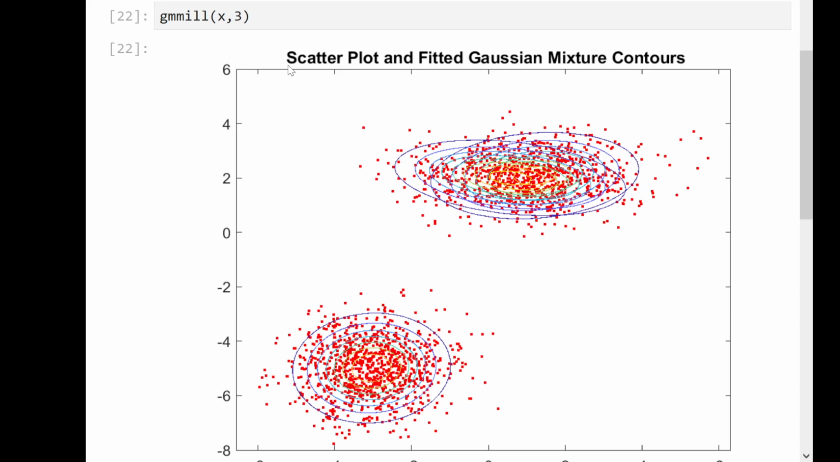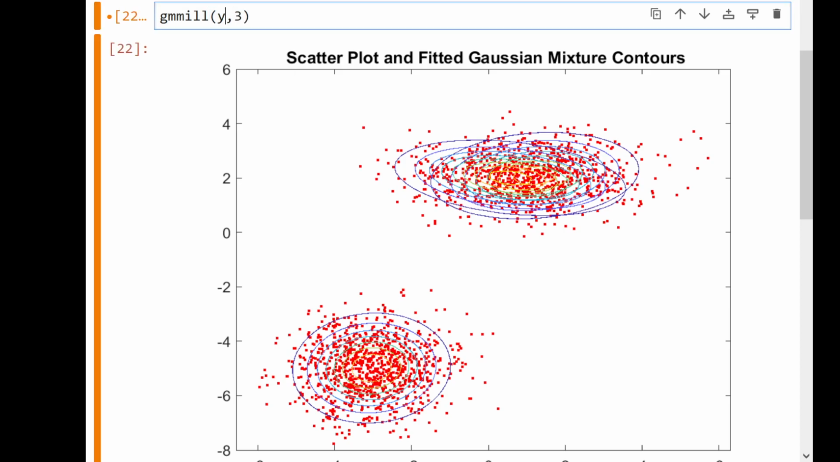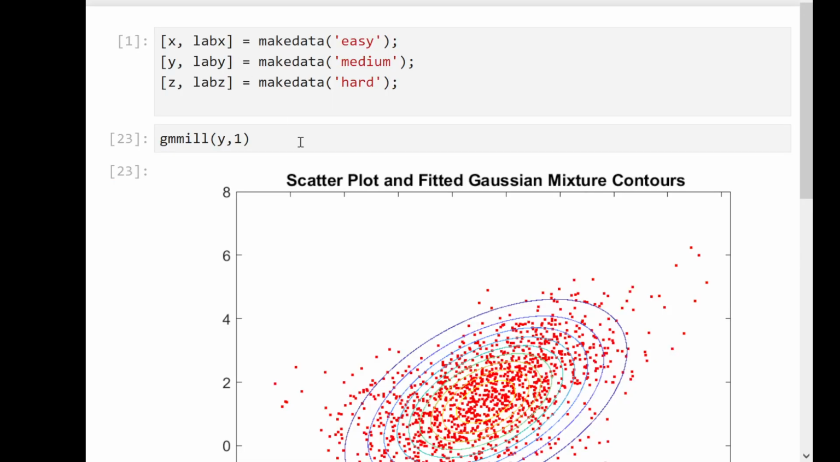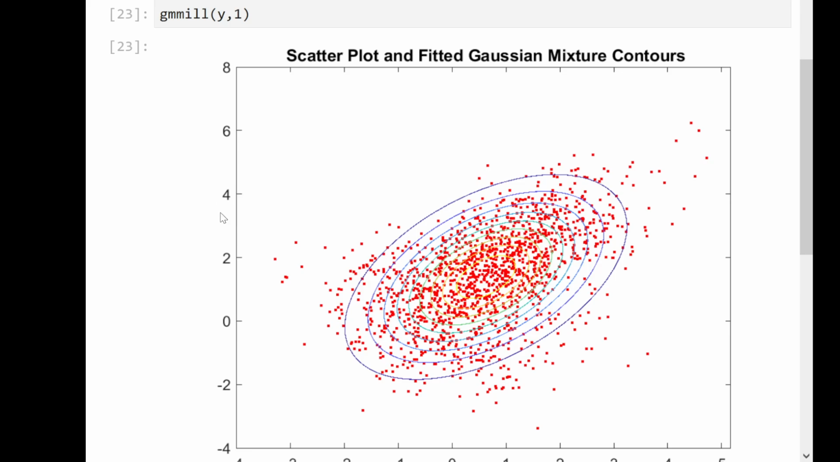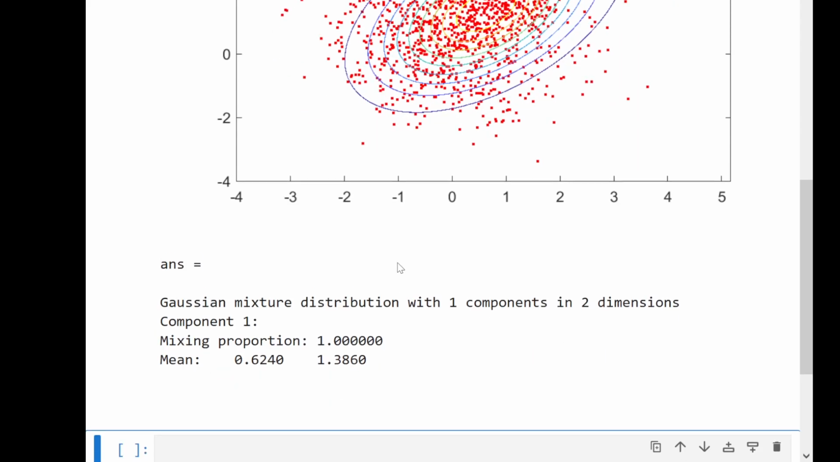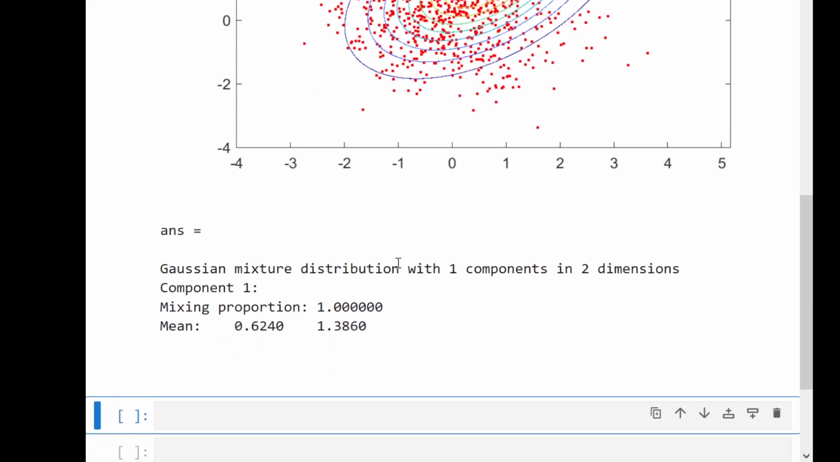Now, if I apply this to my slightly more tricky data, my medium-sized data set, this data set doesn't look too bad. I can scroll down and see that it's giving me the mean of the data set and the mixing proportion, which is basically 1, because there's only one Gaussian.